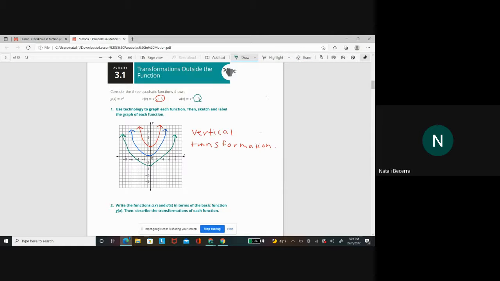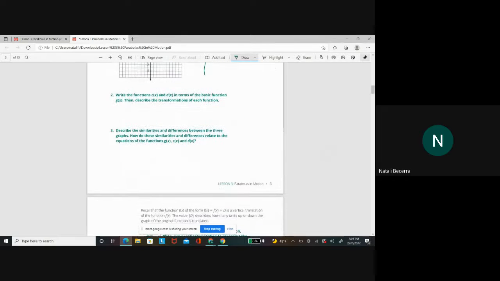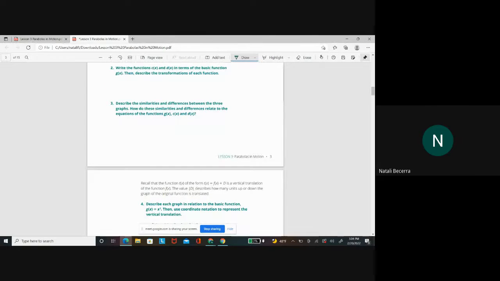Actually, we're going to write this down over here. So let me scroll down right here, where it says this right here. For c of x, it says write the function c of x and d of x in terms of basic function g of x, then describe the transformation of each function. So we're going to write it down right here.